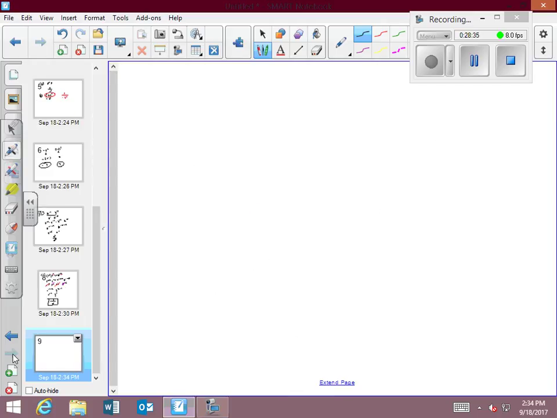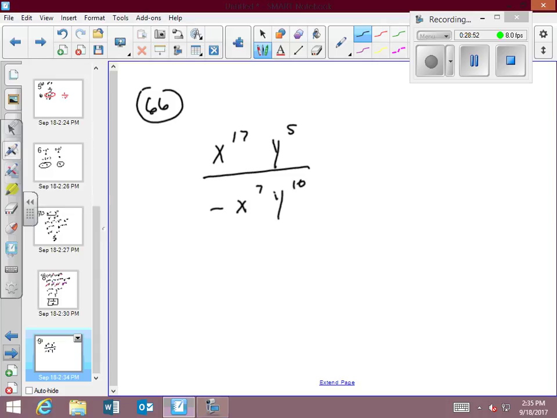Okay. So let's look at 66 and decide what we're going to do with that. We have x to the 17th, y to the 5th, over a negative x to the 7th, y to the 10th. How do you want to proceed? You can figure out the end sign of the problem. Numerator is positive, the bottom's negative, so what's it going to be? The solution is going to be a negative with something in the numerator and something in the denominator, isn't it?